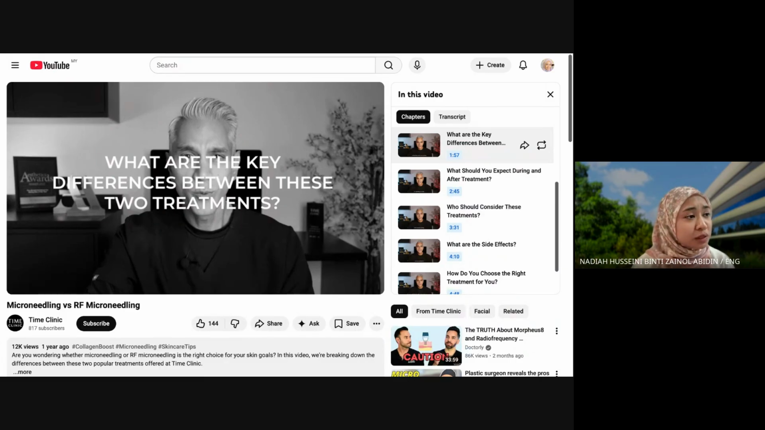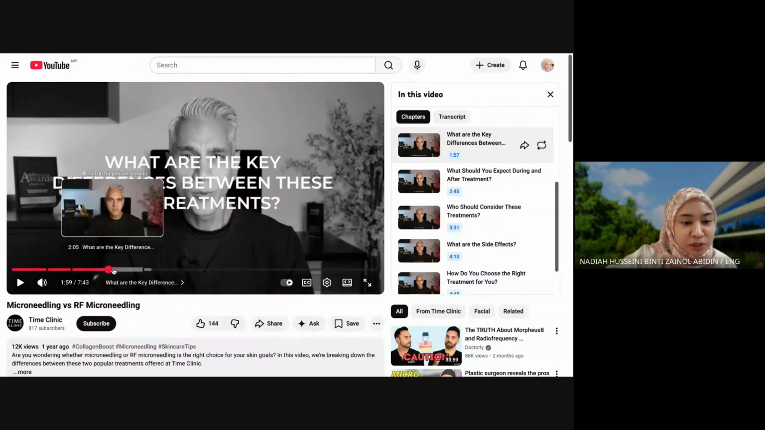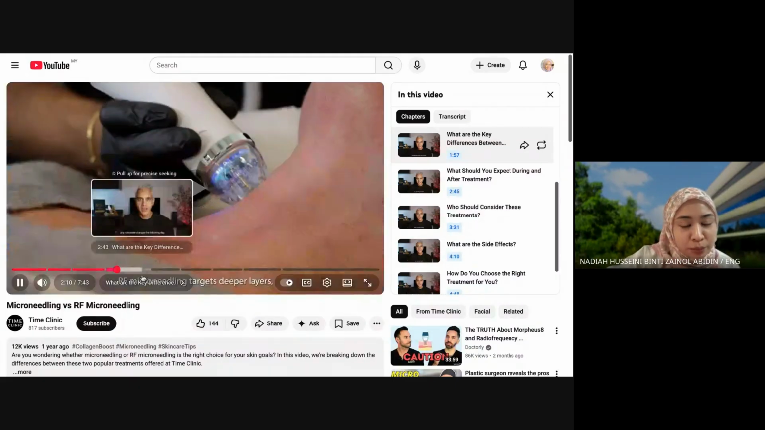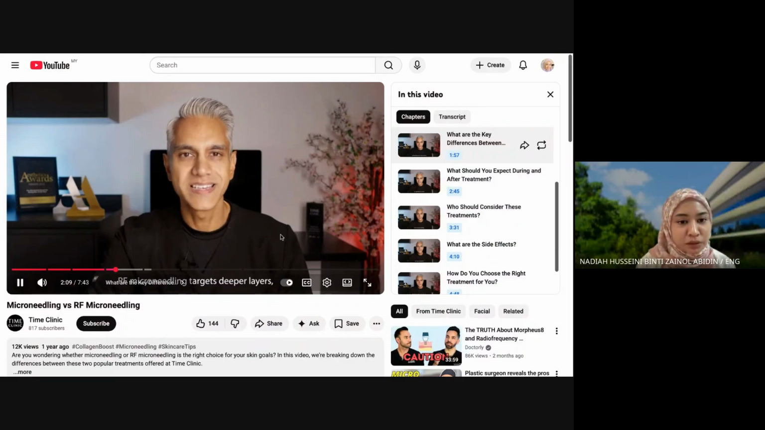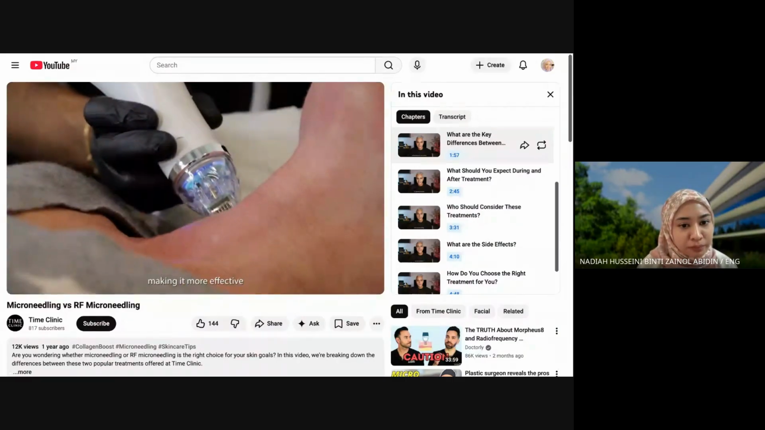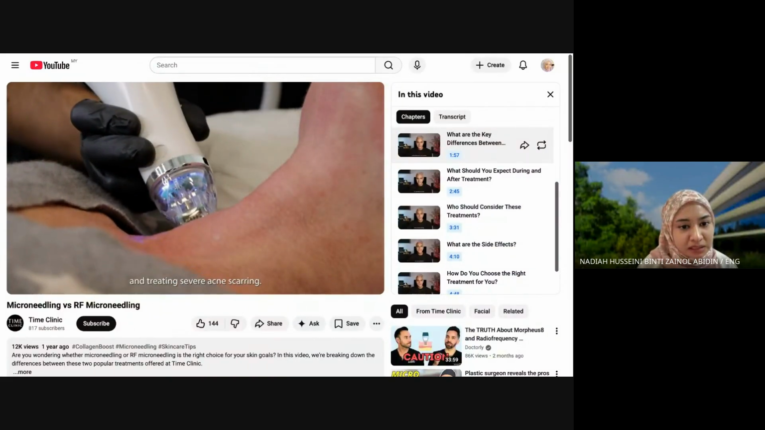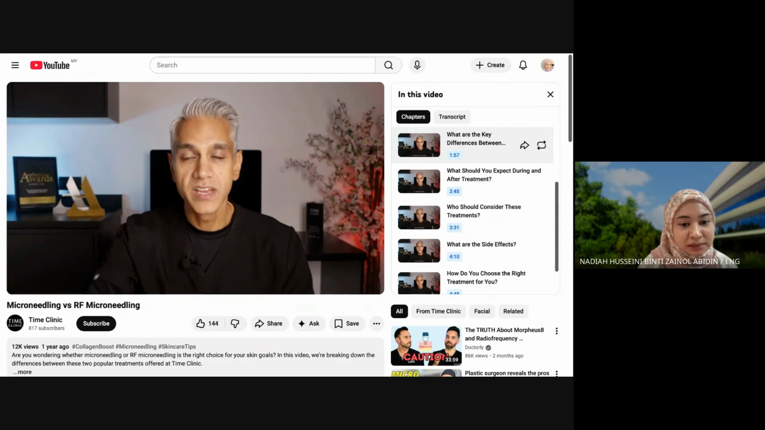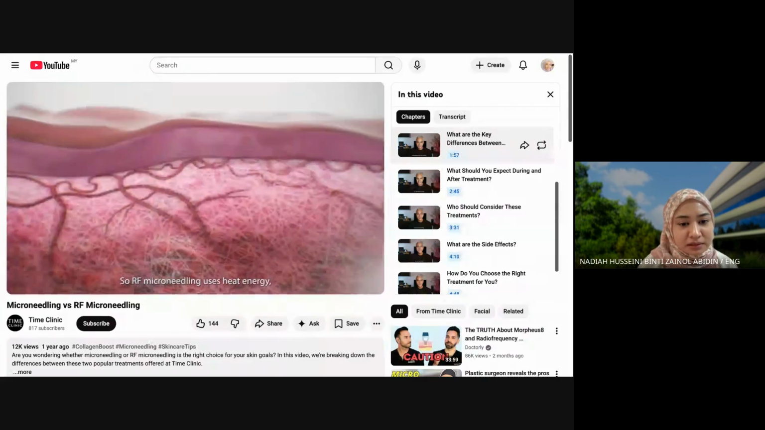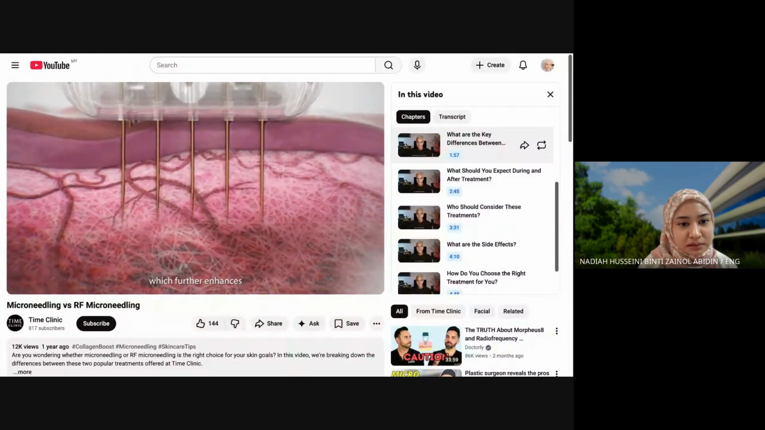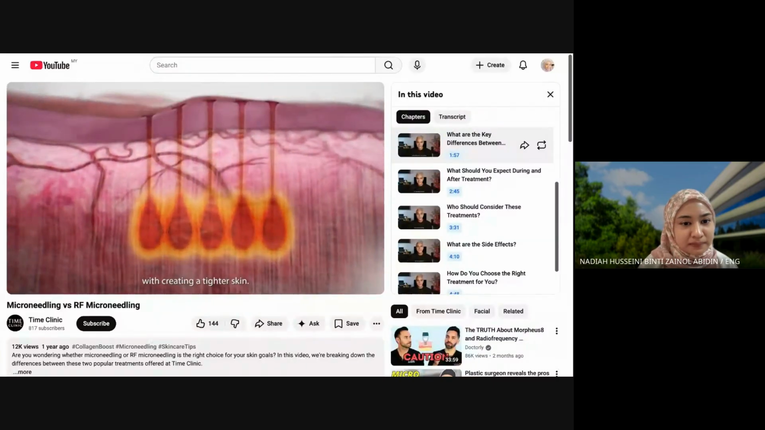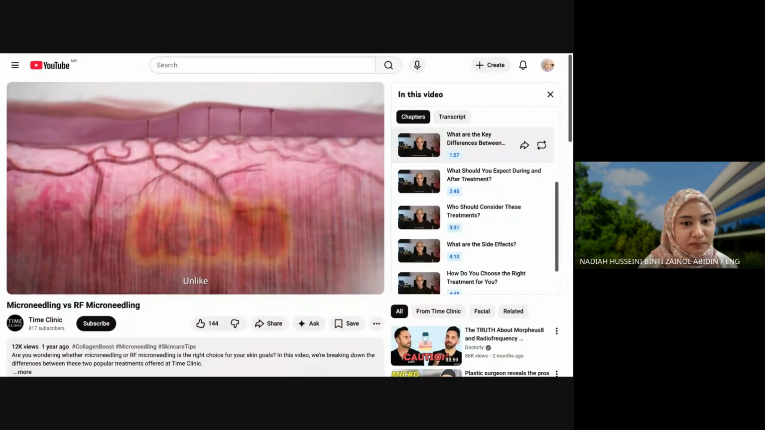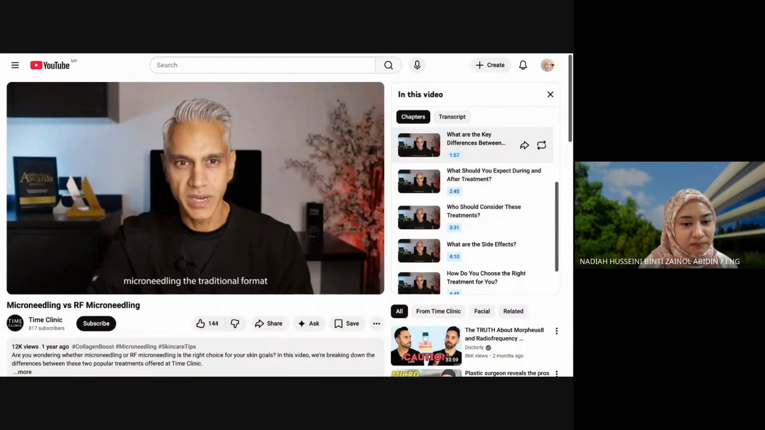So the radio frequency that they use is 1 megahertz to 2 megahertz. I'm going to show you how they do it, like simulation, of course. RF microneedling targets deeper layers, making it more effective for skin tightening and treating severe acne scarring. Now, the heat element. RF microneedling uses heat energy, which further enhances the collagen stimulating effect. And this can help with creating tighter skin, unlike microneedling in the traditional format.